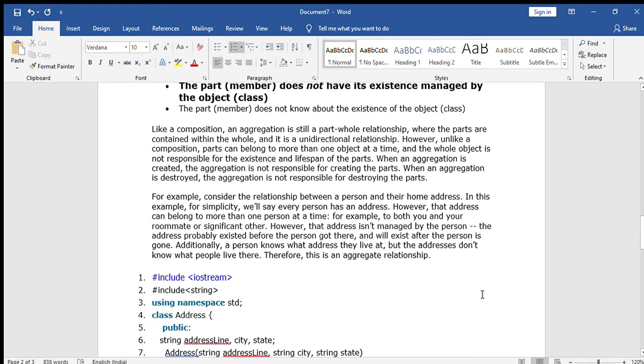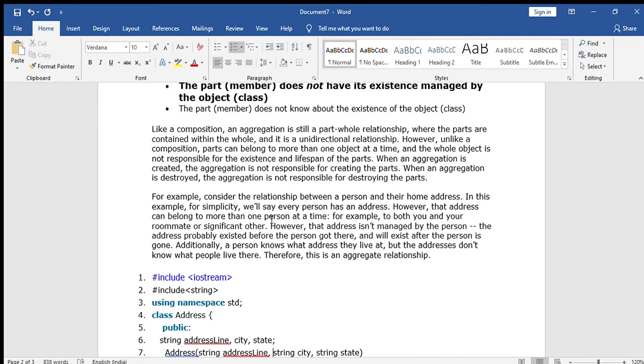So here we will see an example. We will say every person has an address. However, that address can belong to more than one person at a time. Suppose you take an example in your class. If 2 members are coming from the same house or same area, then automatically the 2 persons have a common address. So that means that address is shared by more than one person. The address is not managed by a single person; the address is available to more than one class.